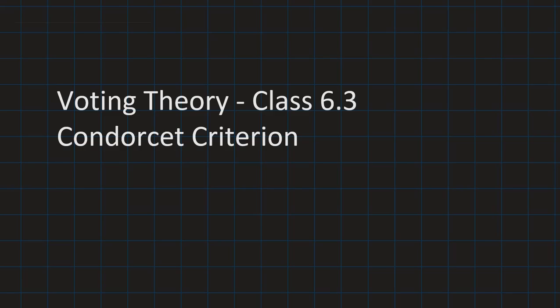Voting Theory Class 6 Video 3. In this video we're going to talk about something called the Condorcet criterion.